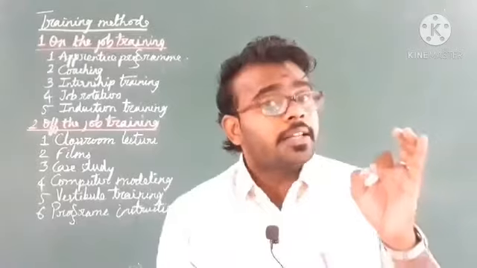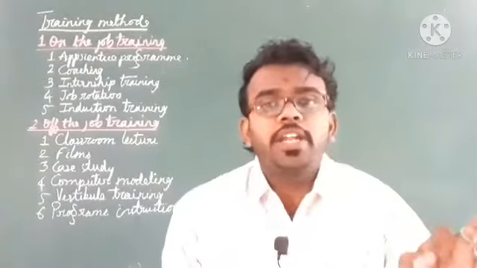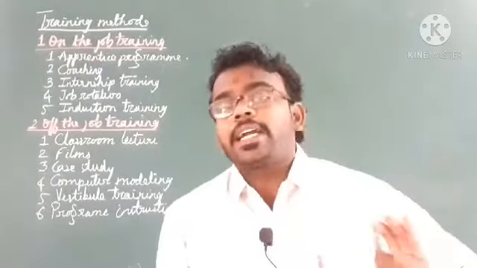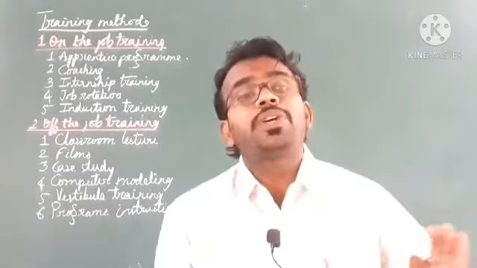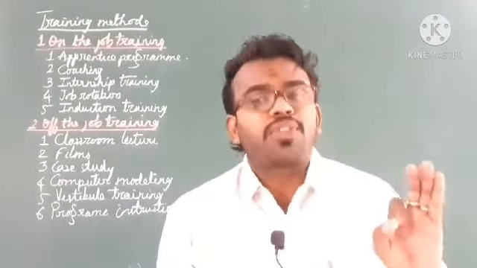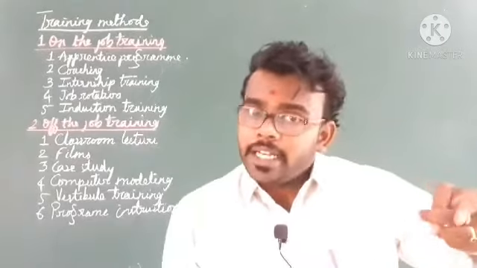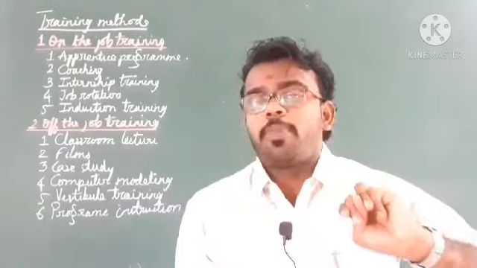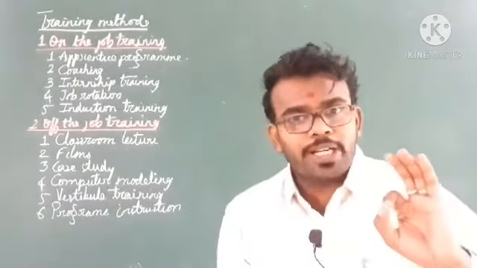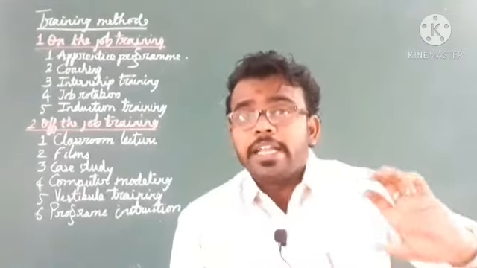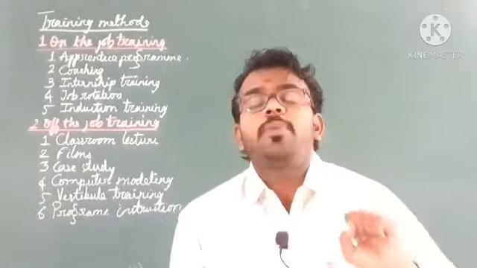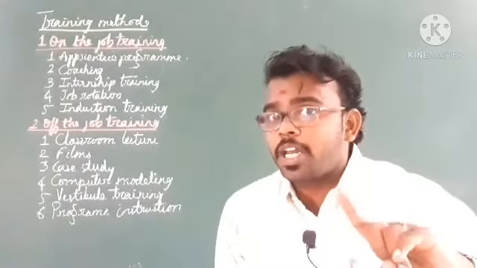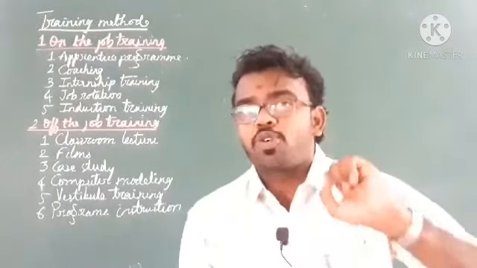Here the person who gives training is called a trainer, and the people who take the training are called trainees. Trainer and trainee. In an apprentice program, one person will be appointed as a trainer. He will give training to the employees to develop their skills. That is the first on the job training method, the apprentice program.